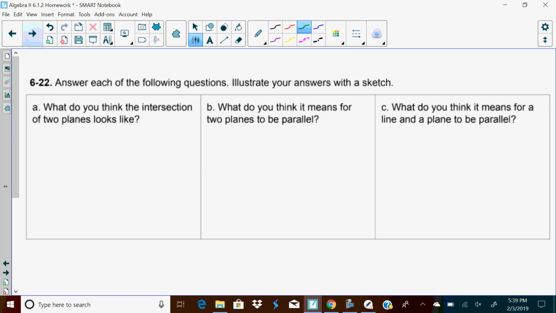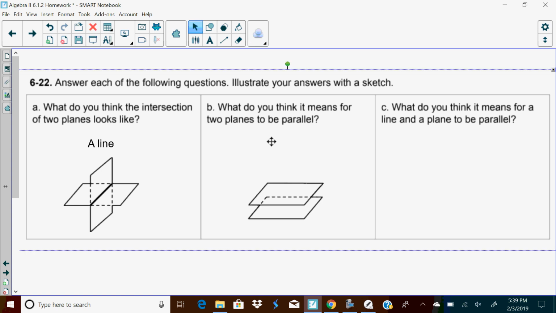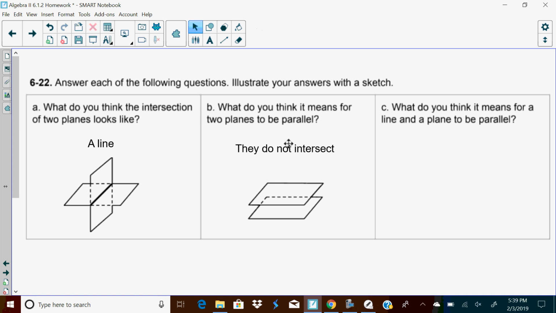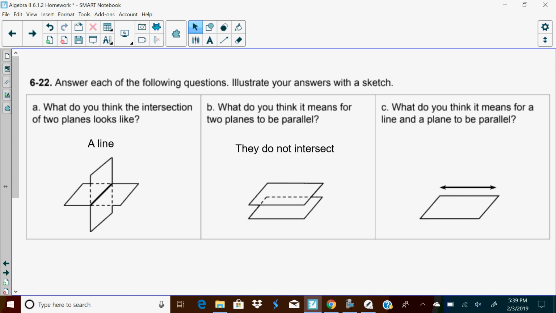For 6.22, it says, answer the following questions. Illustrate your answer with a sketch. What do you think the intersection of 2 planes looks like? This is what 2 planes look like. So their intersection is a line. What do you think it means for 2 planes to be parallel? So they look like that. And it means that they never intersect. And what do you think it means for a line and a plane to be parallel? And again, it means they do not intersect.